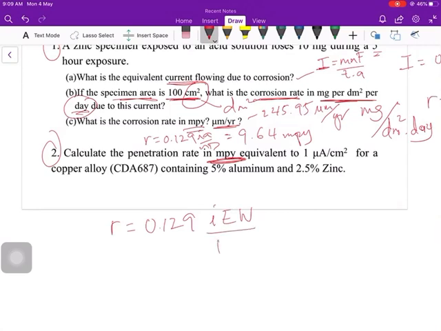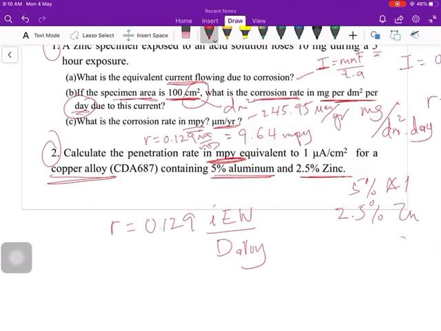For the second question, you must use the rate of corrosion in mils per year, with the constant, I, and EW. Remember that this is an alloy, so you must find EW for this copper alloy. The alloy contains aluminium and zinc: 5% aluminium, 2.5% zinc, and the rest is copper, 92.5%. Try to calculate this first. The answer is 0.46 mils per year. Alright, thank you.